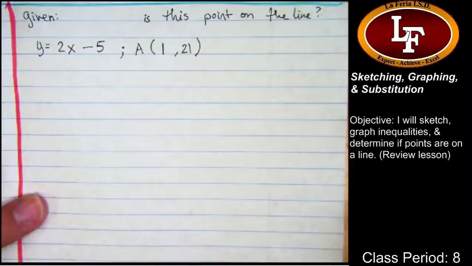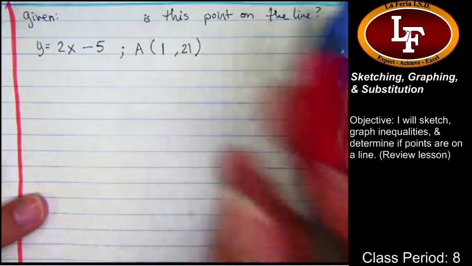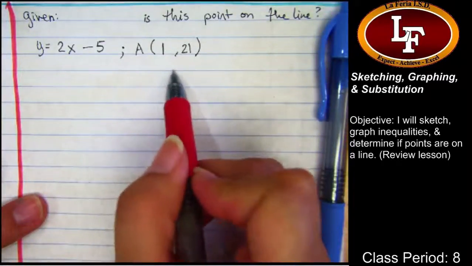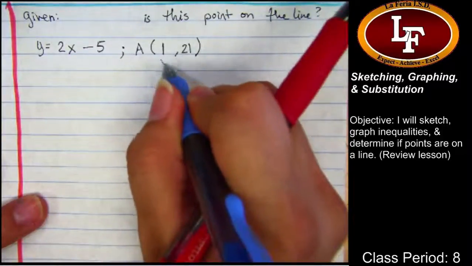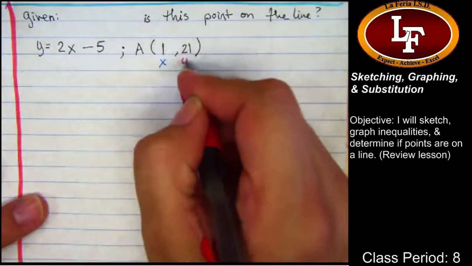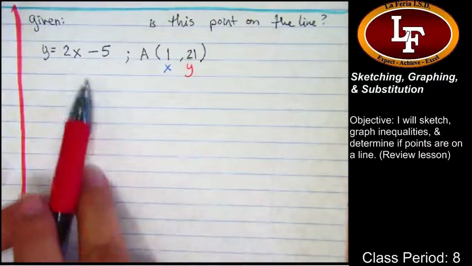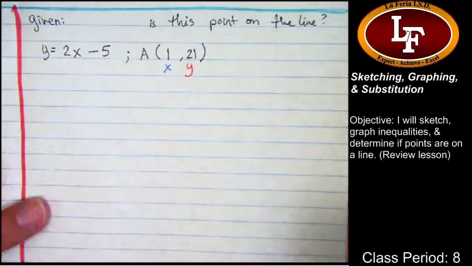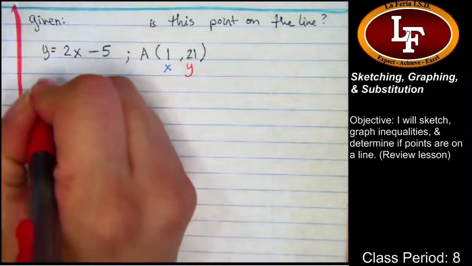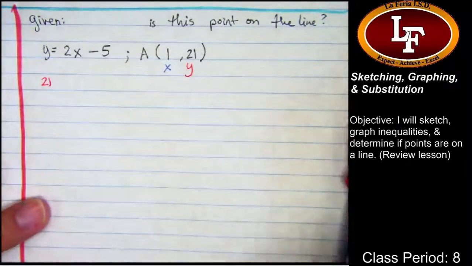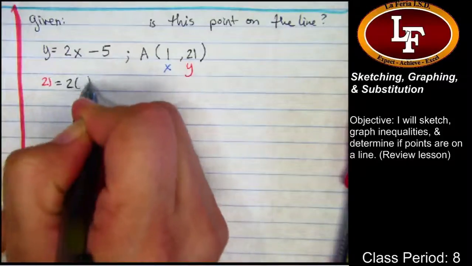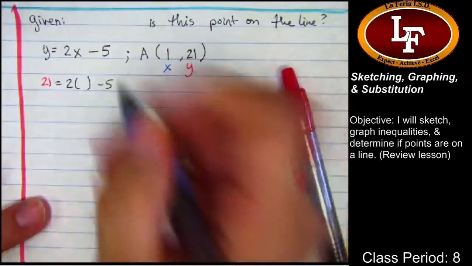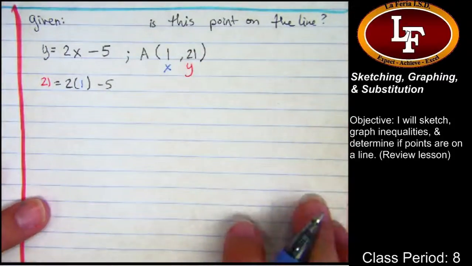We have a coordinate, don't we? Right here. We have a point with coordinates x and y. So everywhere I see an x and a y over here, I'm going to substitute those in. So then 2 times 1 minus 5. So 21 equals 2 times 1 minus 5.